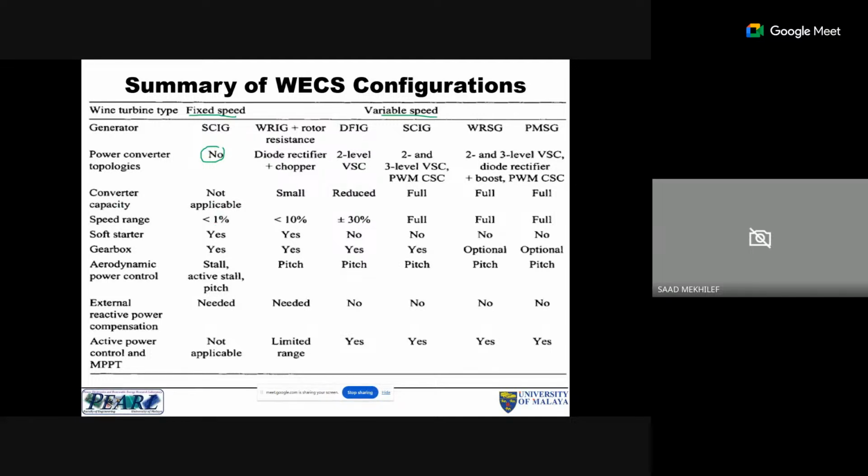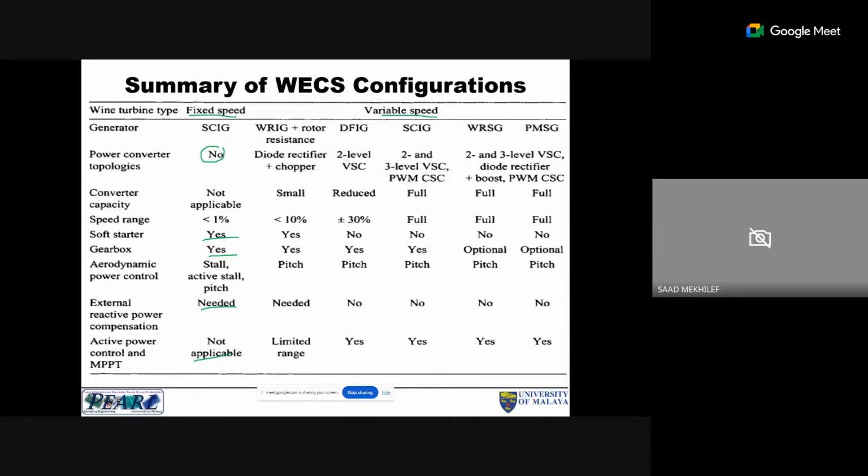Power converter topology: there is none, so converter capacity is not applicable. Speed range: less than 1%. Soft starter: yes, it has to have a soft starter. Gearbox: yes. Aerodynamic control: active stall and pitch for the blades. External reactive power compensation is needed, and we have seen it with the capacitors. Active power control and MPPT is not available.